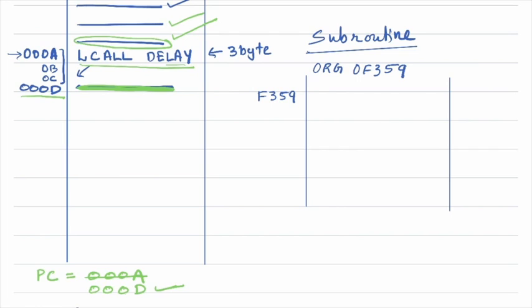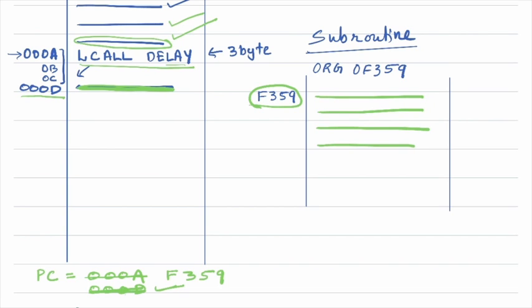The moment the lcall instruction is being executed, the new address of the subroutine, that is F359, will be loaded to the program counter. And you know that this is a subroutine. So whatever the lines are, I am not bothered. Once the subroutine is executed, at the end of the subroutine, we have an instruction called RET.